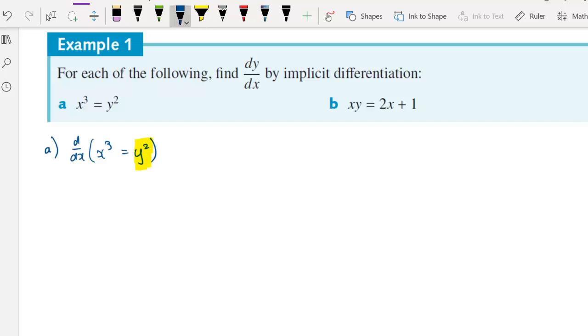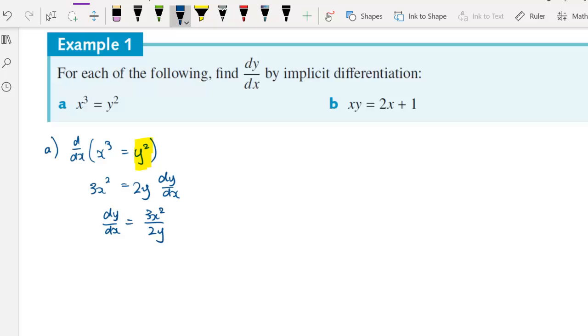The derivative of x cubed is 3x squared, and the derivative of y squared with respect to y is 2y, but because we differentiated with respect to y, we multiplied by dy/dx. All right, the last step is we want to isolate dy/dx to get our derivative, so divide by 2y, and we have dy/dx is equal to 3x squared over 2y.